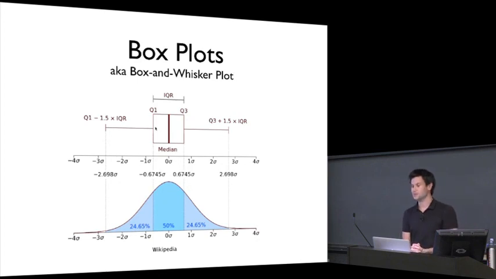Yeah? Then we have the whiskers. The whiskers actually go to Q1 minus 1.5 multiplied with the interquartile range. And this is actually 99.3% of your data if you have a normal distribution. So this is really then, the rest is just outliers.